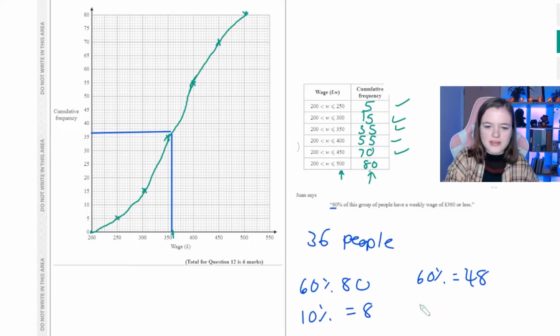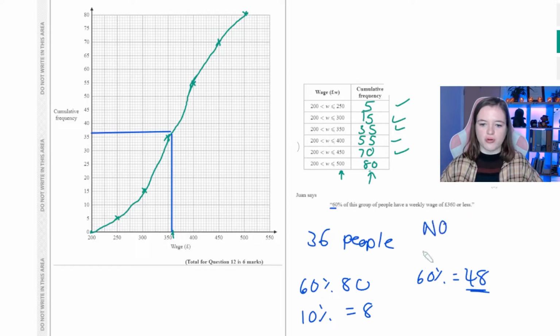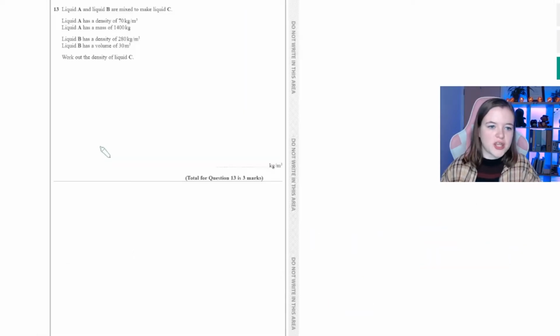Now we've got that. Juan says 60% of this group of people have a weekly wage of £360 or less. We've worked out that currently 36 people have a weekly wage of that much or less, and not the 48 that he was claiming had that little money. So Juan is wrong. So no, he is incorrect, unfortunately. And there we are.